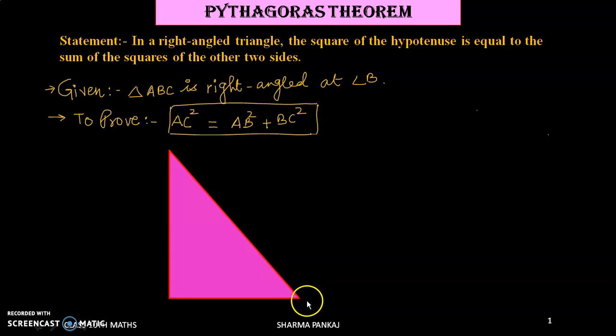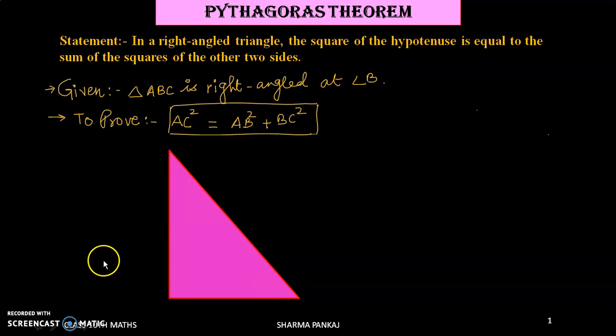Hello dear friends, in this video we are going to learn about Pythagoras Theorem, which is very important in your class 10 board examination. The statement is, in a right angled triangle, the square of the hypotenuse is equal to the sum of the squares of the other two sides.